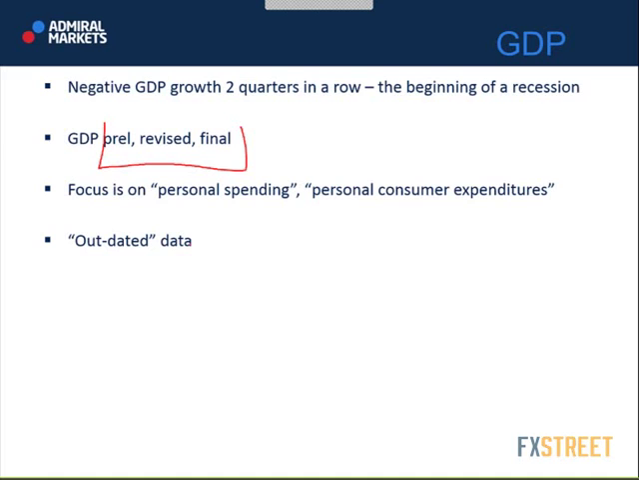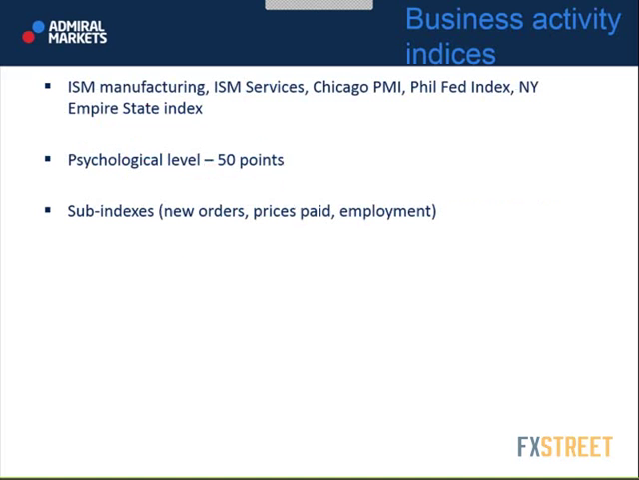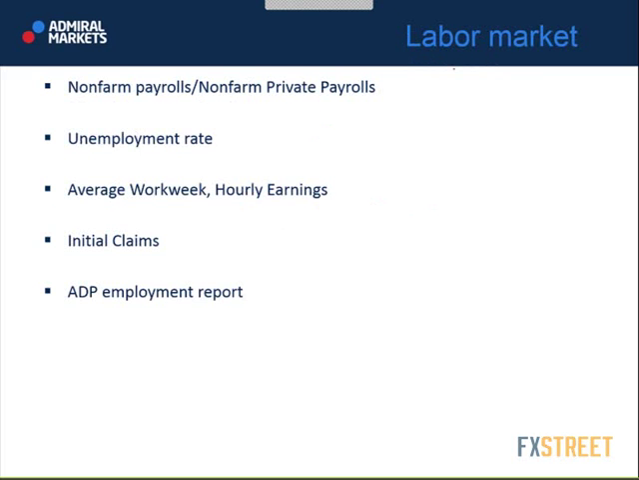And it can be outdated data. ISM manufacturing, ISM services, Chicago PMI, Philly Fed Index, New York Empire State Index. It's called business activity indices, and they can also be found on the economic calendar. The psychological level is 50 points. Deviation is above or below.